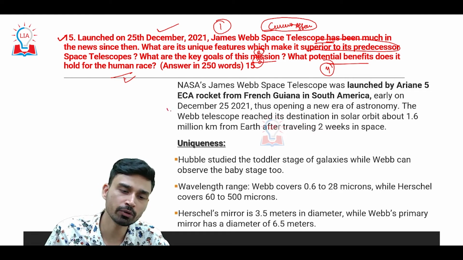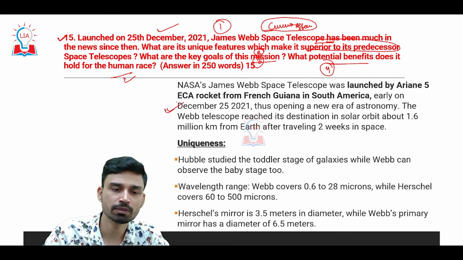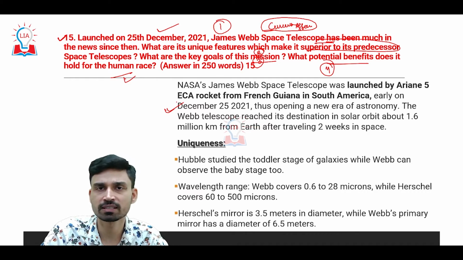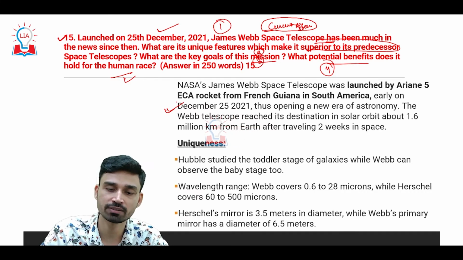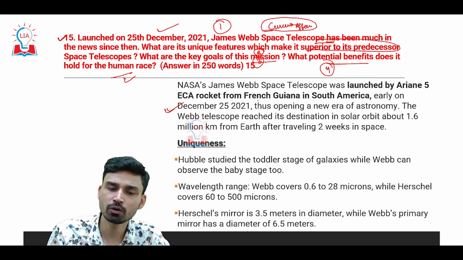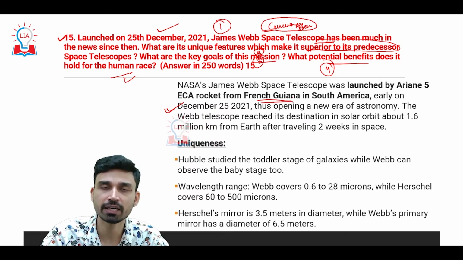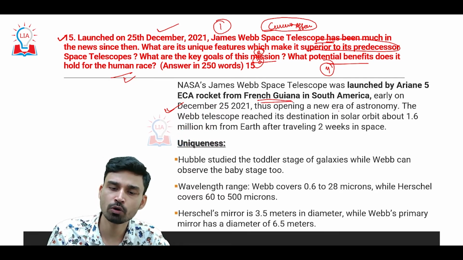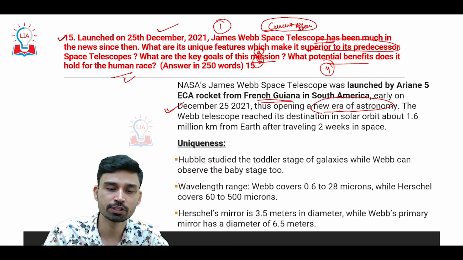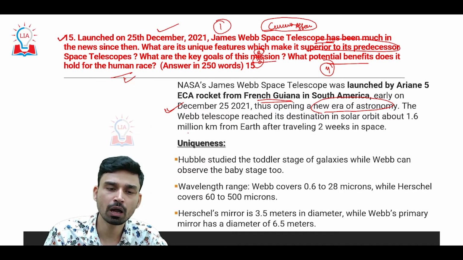So first we can talk about the introductory part: the James Webb Space Telescope has been sent by the National Aeronautics and Space Administration, that is NASA of the United States of America. If you know, you can also write where it was launched from, French Guiana in South America, and thus it opened a new era of astronomy. Apart from that, you can then talk about how it is unique.